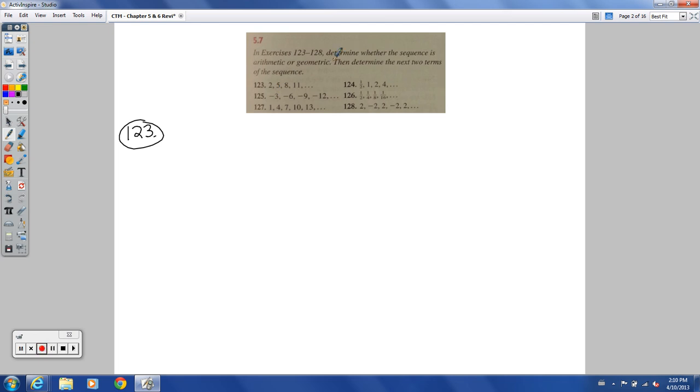We are ready to do this. The exercise is 123 to 128. Determine whether the sequence is arithmetic or geometric. Then determine the next 2 terms of the sequence. I was almost going to do all of them. I just need to do the evens because that's what I have assigned. If you want to try the odds, you're welcome to do that. But you can find all the answers to these review questions in the back of your book.